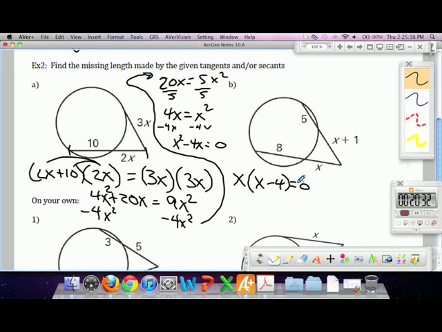Which one fits this problem? 4. The 4 does. Now you may get mad at me and say, well, if I just divided by x, I would have got that answer anyways. Yeah.